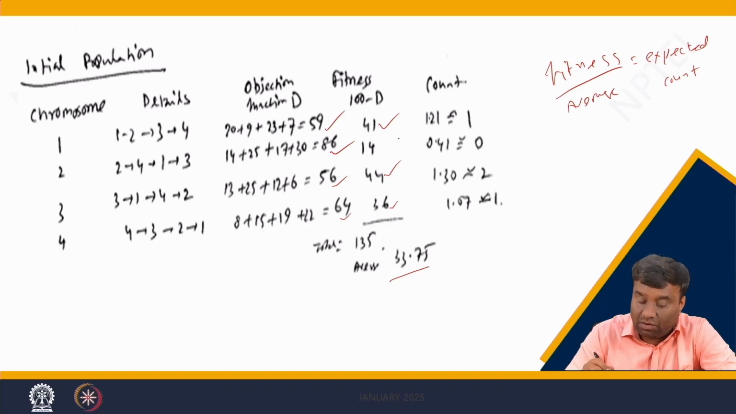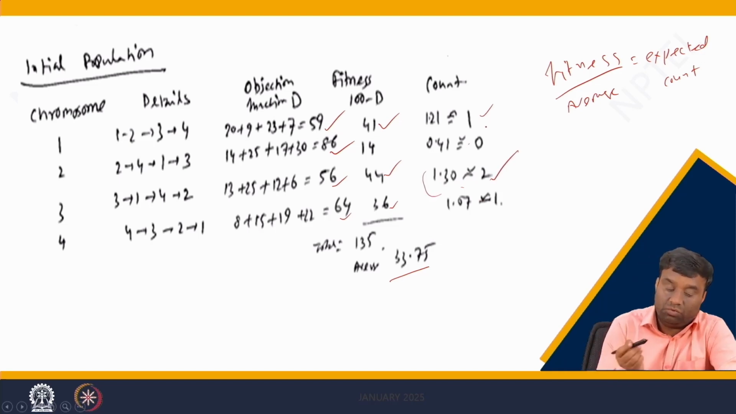So our expected count will be 41 by 33.75, that is 1.21. So write it 1. 14 by that, so 0.41. So expected count here is 1.30. So this is the maximum, so writing is 2 and the remaining are 1. So chromosome 2 is not selected.